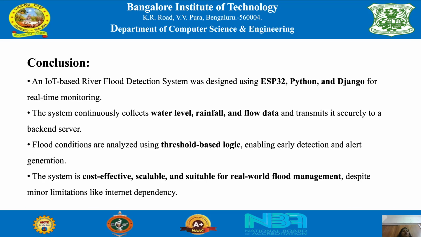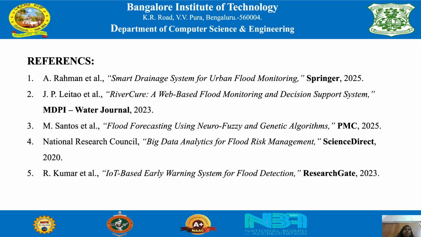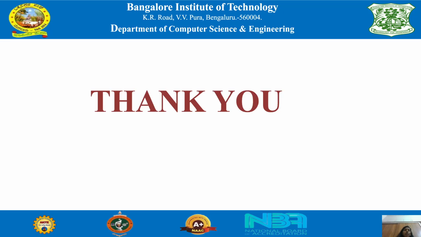So the conclusion of this is an IoT-based river flood detection system was designed using ESP32, Python, and Django for real-time monitoring. The system continuously collects water level, rainfall, and flow data and transmits it securely to the backend server. Flood conditions are analyzed using threshold-based logic, enabling early detection and alert generation. The system is cost efficient, scalable, and suitable for real-world flood management, despite minor limitations like internet dependency. These are the references we used for building this project. Now let's look into the demo of our project.